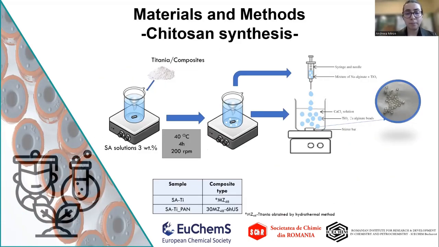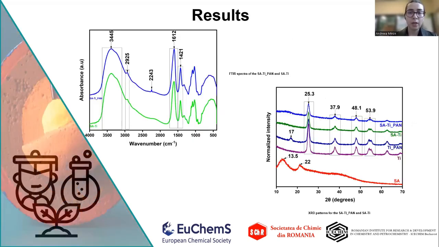Here we see in the table the composition of the samples. One of the samples is with the titania obtained by a hydrothermal method, and the other one is based on a composite with titania and polyacrylonitrile. In the FTIR spectra, we can see all the characteristic peaks for alginate. We have the peaks characteristic for the COO, CH, and OH bonds of the alginate. And at a value of 2243, we have the characteristic peak for the cyano group in the polyacrylonitrile.